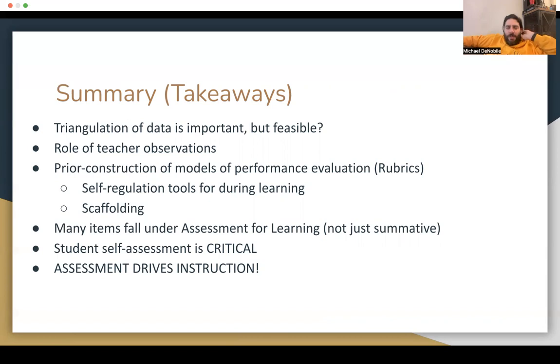Many items fall under assessment for learning, not just summative. So oftentimes we think that summative assessments are just assessment for learning. Formative assessment is important for assessment for learning, but also not simply to measure learning, but how do we use assessment as part of the process of learning? And student self-assessment is critical. It's vital in order for students to self-reflect and take charge of their learning. And as always, this is another example of how assessment drives instruction.